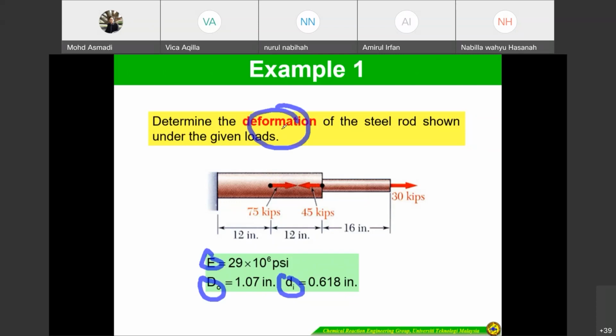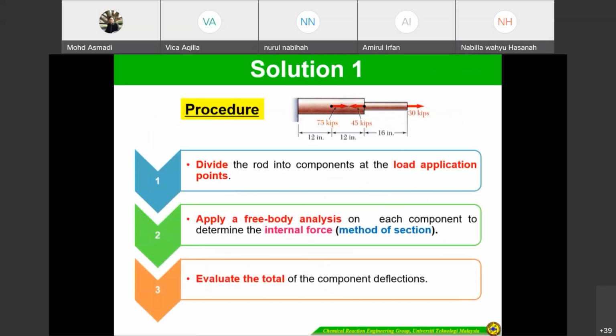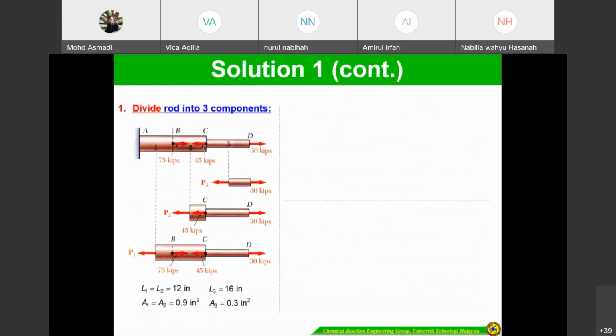So the procedure, of course, is similar. You have to draw the free body diagram. Without free body diagrams, you cannot imagine where the direction of the force is, and the number of unknowns. Divide the rod into components and the load applications. Apply free body analysis, using the method of sections to determine the internal force, and then evaluate the total of component deflection or deformation. Deflection is deformation.